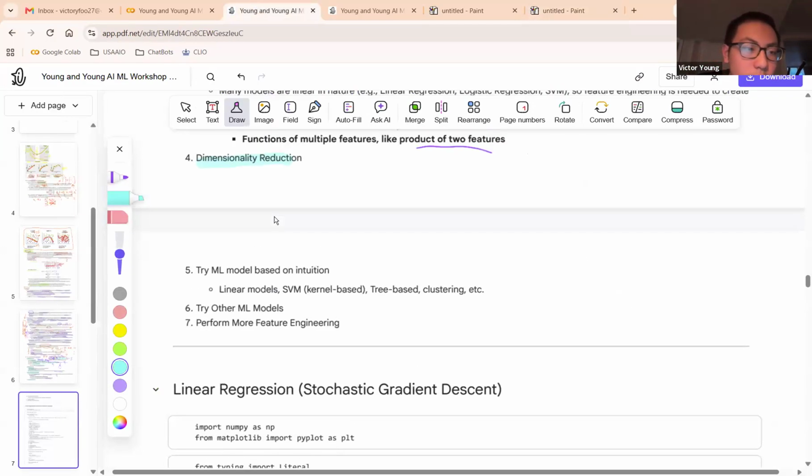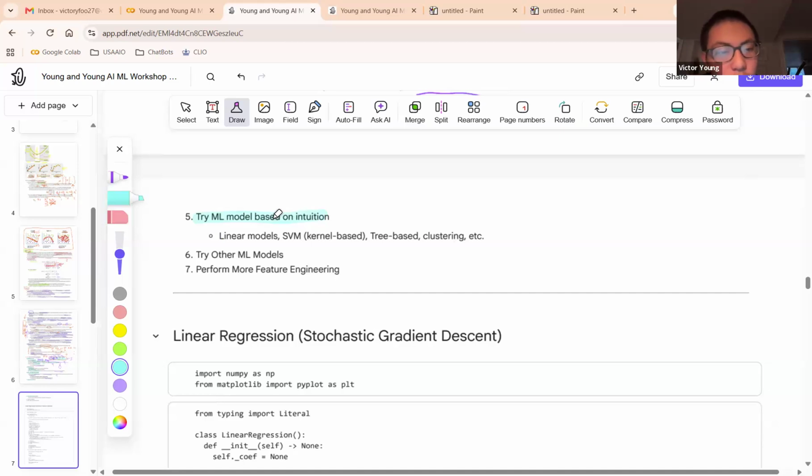So that's dimensionality reduction. And finally, we will use our machine learning model. We should try machine learning models based on intuition. For example, I feel like this problem should be solved with linear models or kernel-based methods. We'll talk about all of that tomorrow, or tree-based clustering, etc.